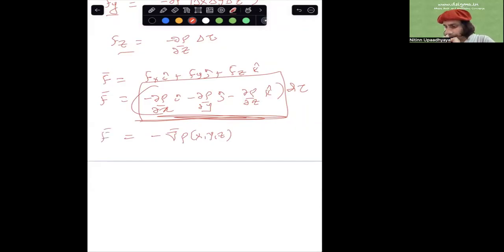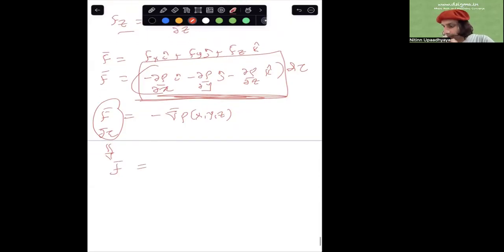So if I divide this force by the volume of this element and call this a small symbol like f, which denotes force per unit volume, then the force per unit volume is nothing but the negative gradient of the pressure. Right? So this is very interesting.